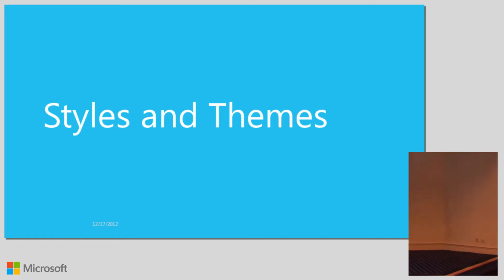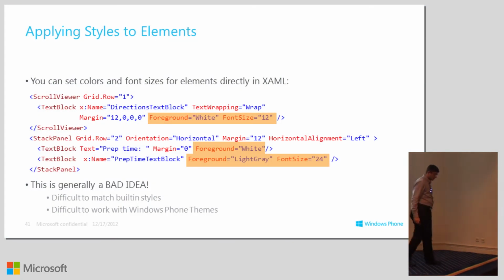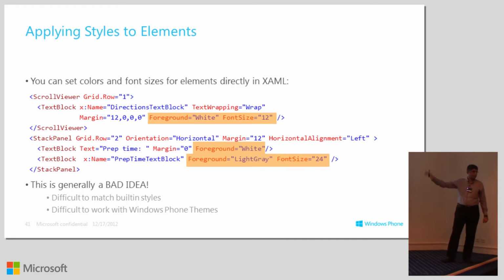So let's talk about styles and themes. Now what I have done here is I have a scroll viewer in which I have put the text, and I'm putting it as white foreground and font size of 12. Similarly, I have the second one which is white, foreground is light gray, and font size is 24. Can anybody tell me something, what is wrong with this? Come again? I'm hard coding. What else? From a design perspective, what is wrong?